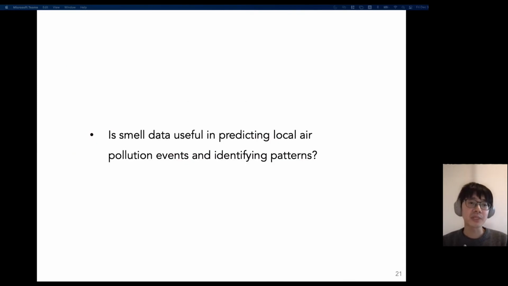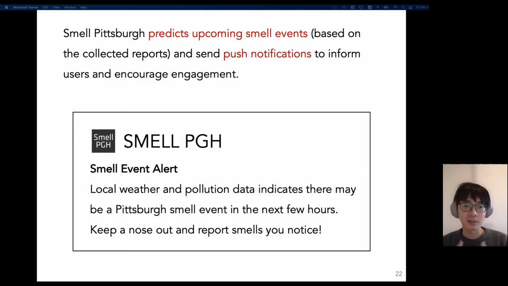After that, we began to wonder: can we use this data to predict and identify local air pollution patterns? So we built something like a weather prediction algorithm, in this case a smell event prediction algorithm. If we predict something, we send a push notification to our users' mobile phones. So users get an alert and know, oh, in the next few hours there are going to be problems in the local region.